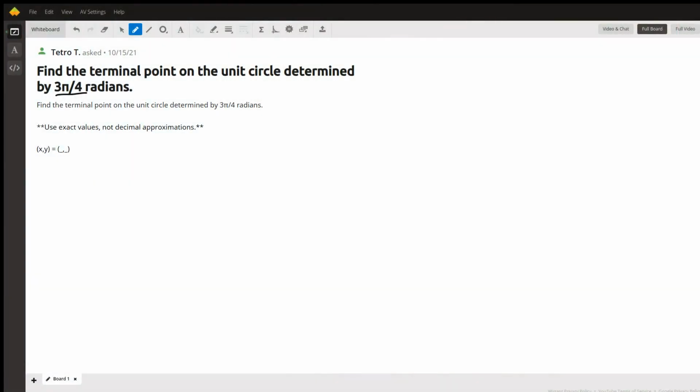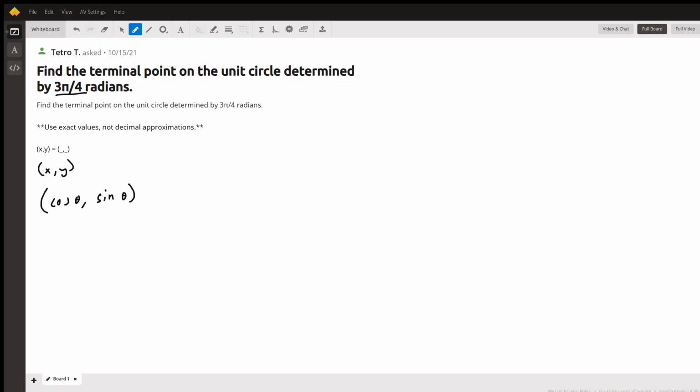Hello, so we're finding the terminal point on the unit circle determined by 3 pi over 4 radians. And we're supposed to use exact values, not decimal approximations. Okay, so let's first understand that the terminal point on the unit circle is written in the form of x comma y, just like a coordinate. But the x represents the cosine of theta, and the y represents the sine of theta. In other words, cosine of the angle and sine of the angle.